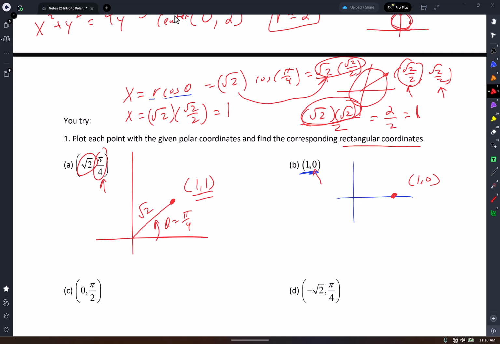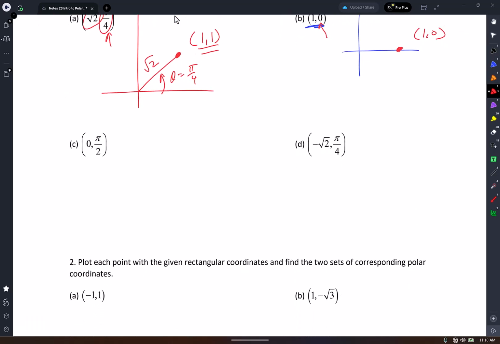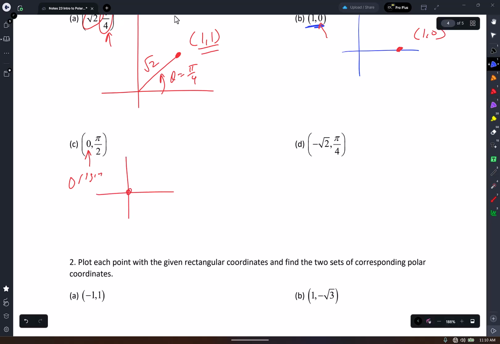We still okay? All right. Let's look at this one. Look at this: 0 comma pi over 2. So you do the pi over 2 first. But you see how r is 0? So you're at the origin, because remember, r is the distance from the origin. So you're just at the origin. It doesn't matter what the angle is. If r is 0, you're going to be there. So there it is: 0 comma all thetas really, but I'll put pi over 2 there.